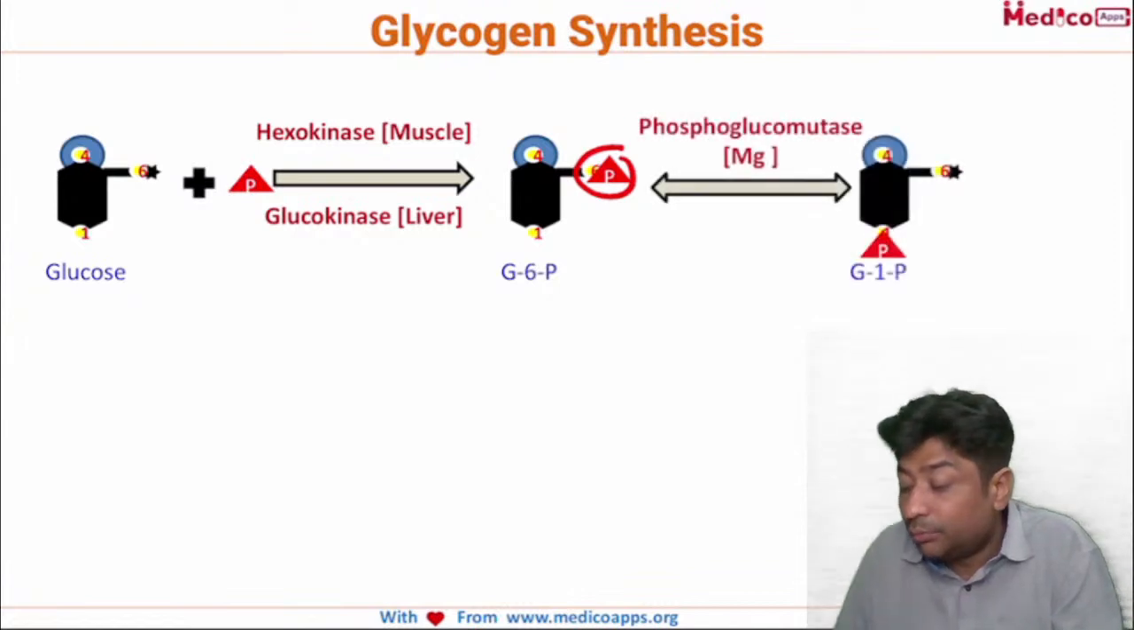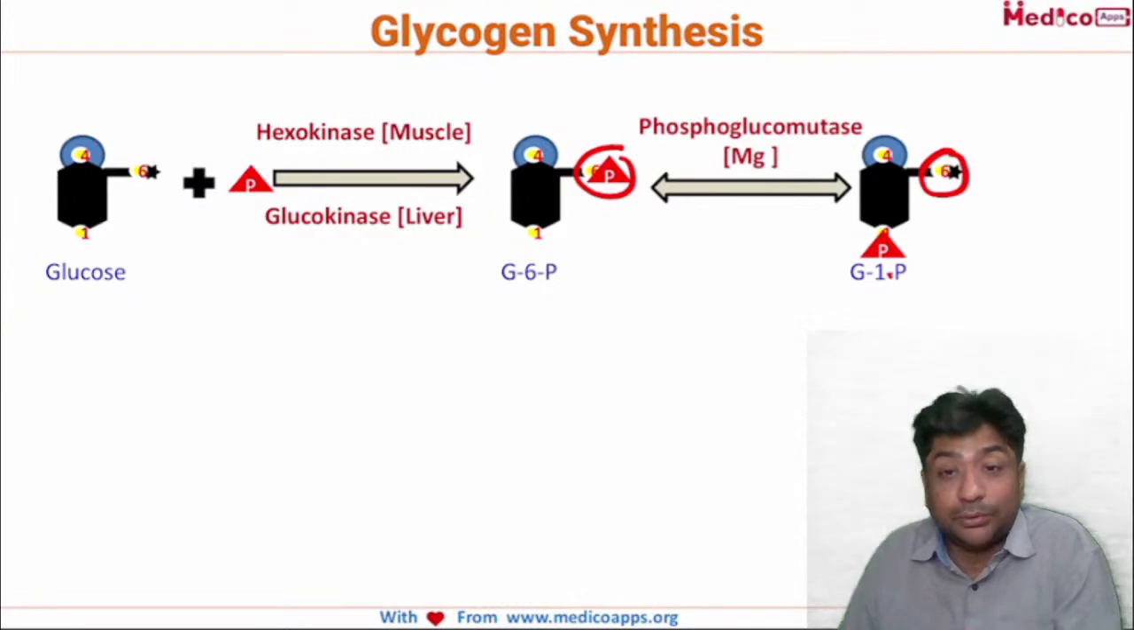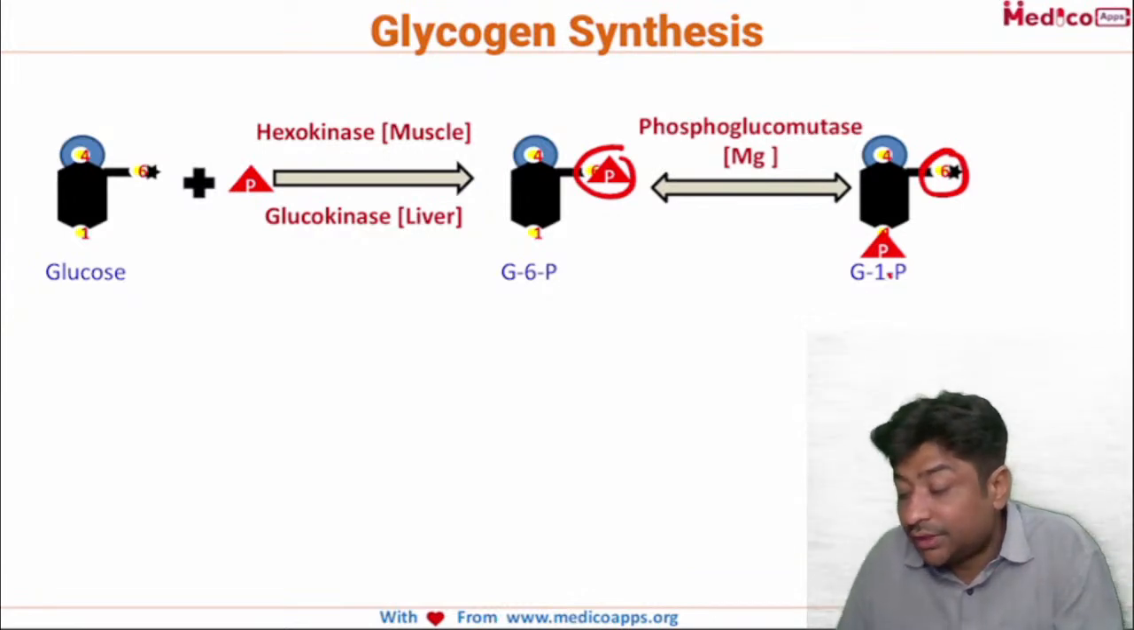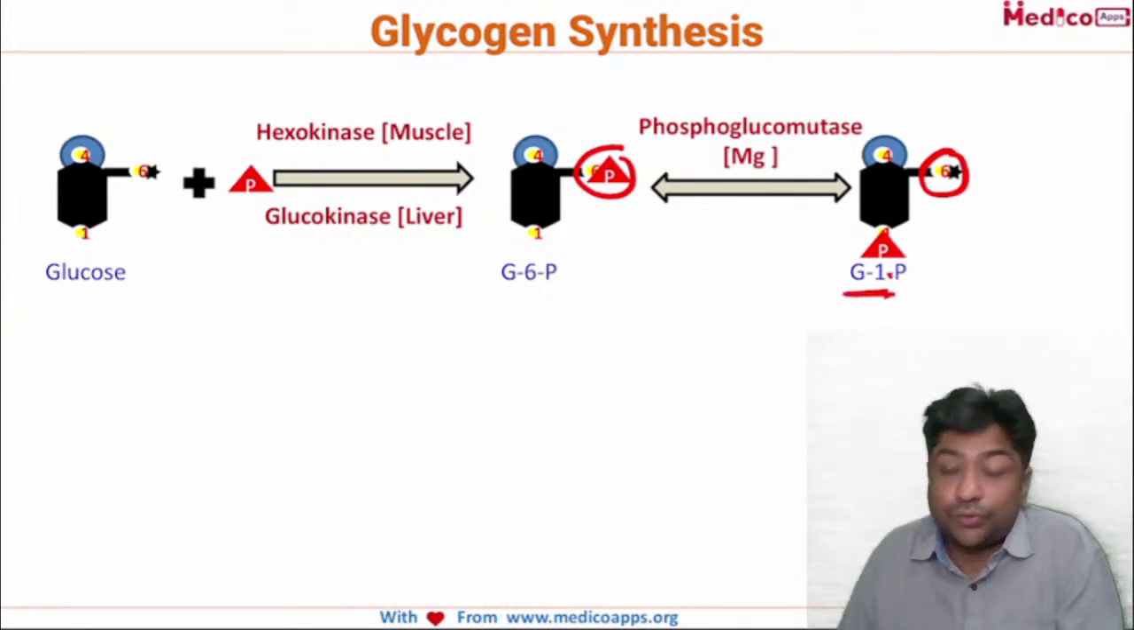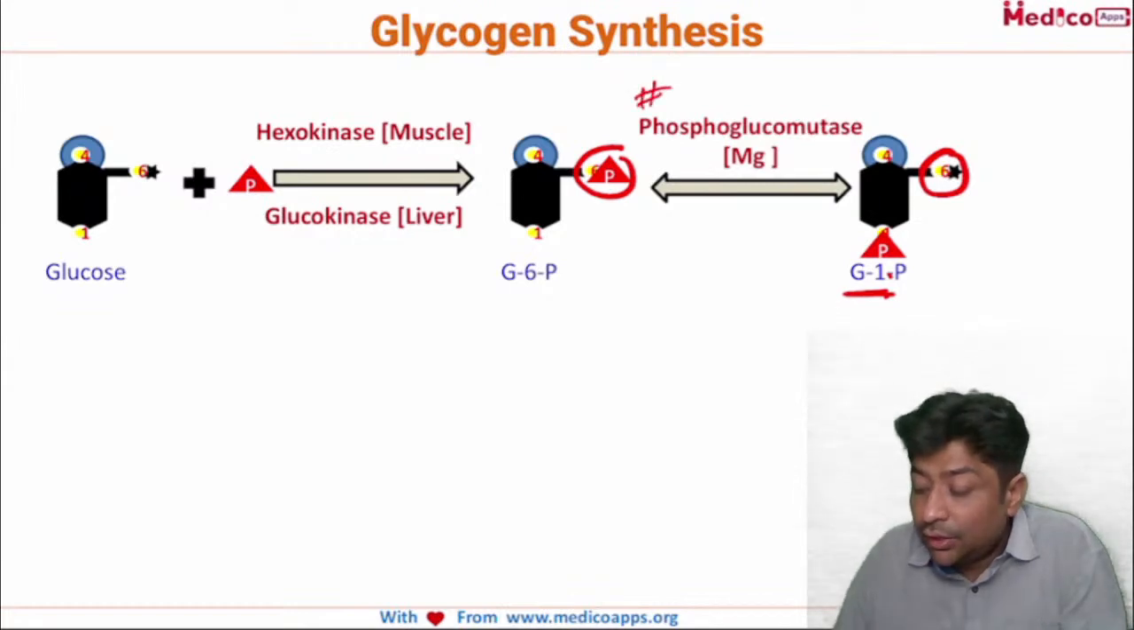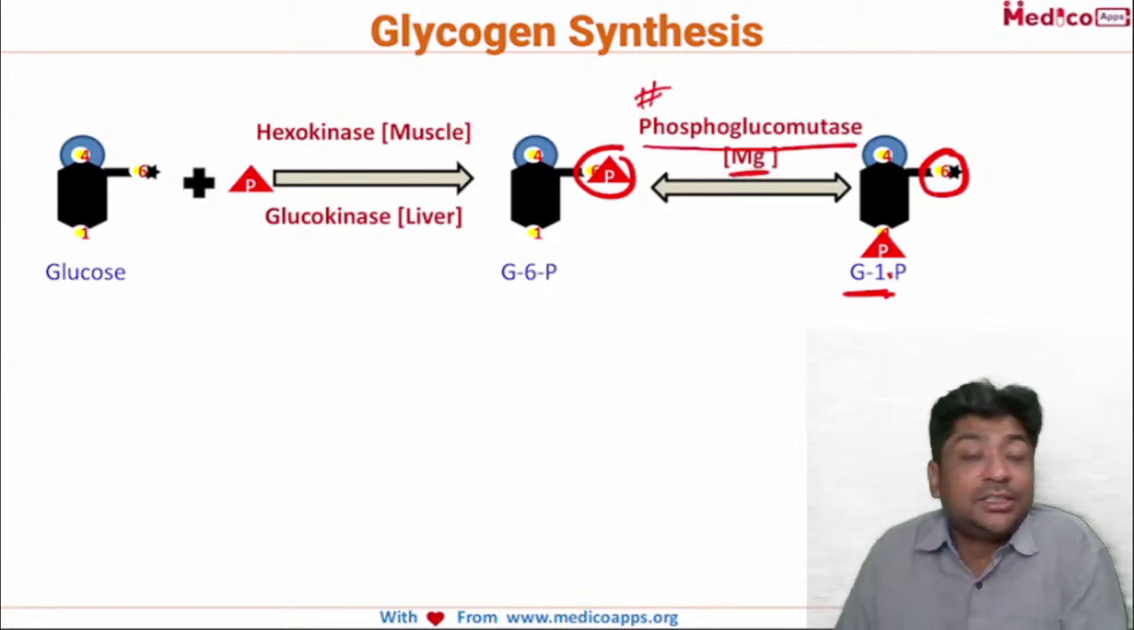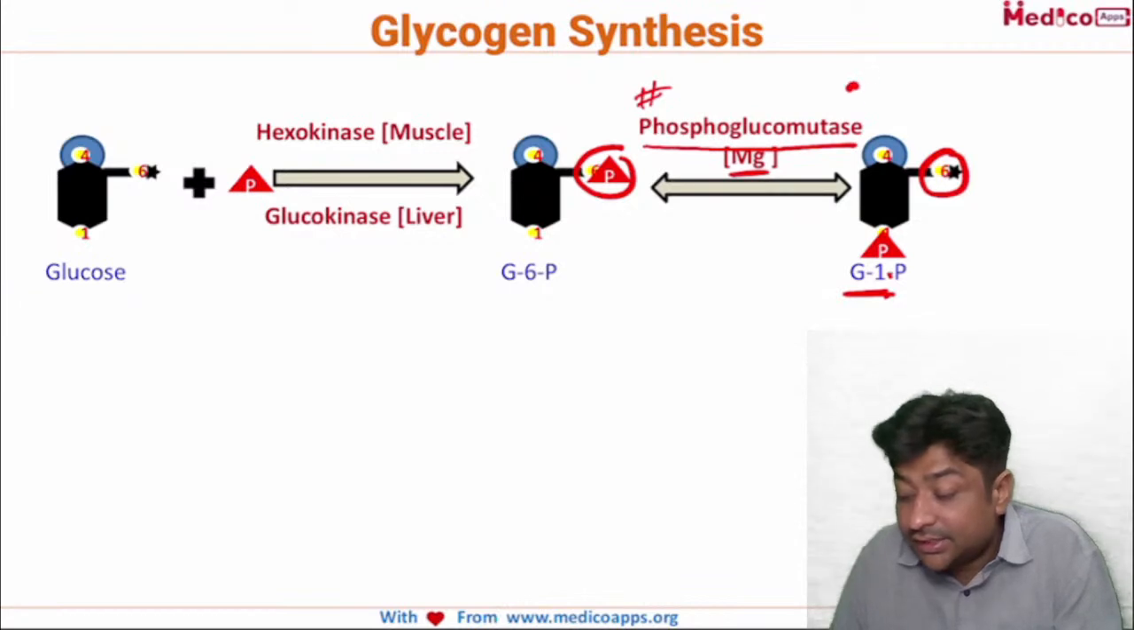So how will it do this? It will move this phosphate from the arm position to the leg position, which means glucose 6-phosphate will get converted into glucose 1-phosphate. The enzyme here is phosphoglucomutase, and magnesium is the catalyst here.